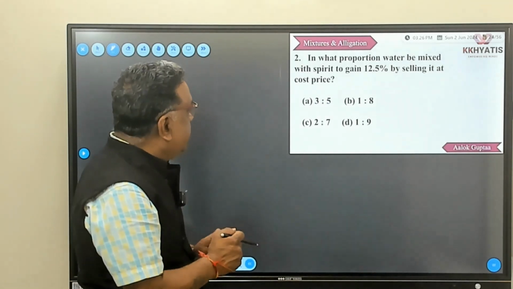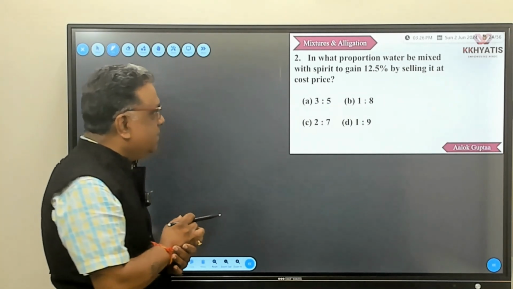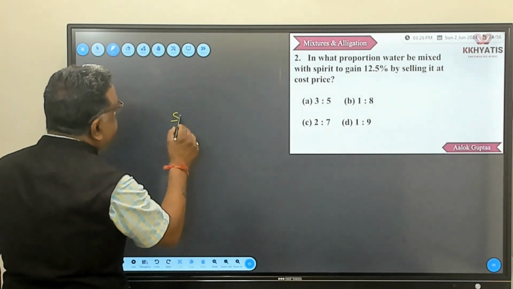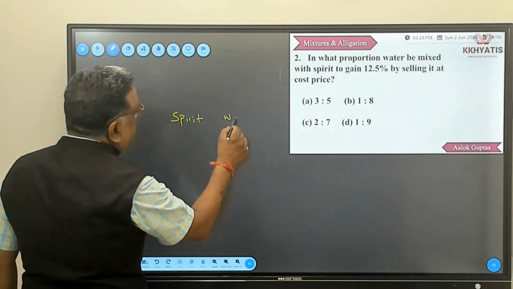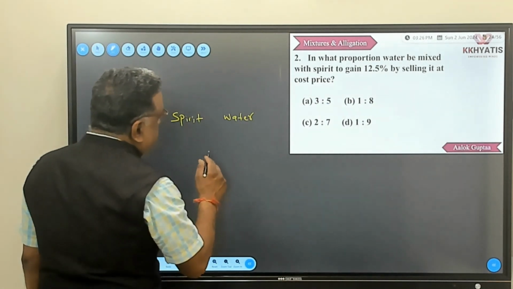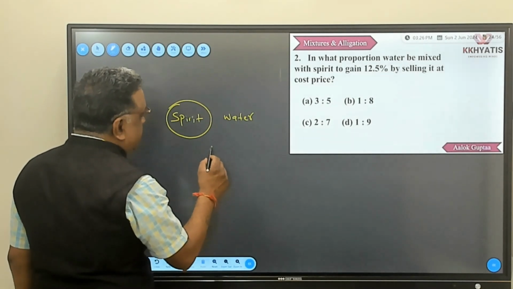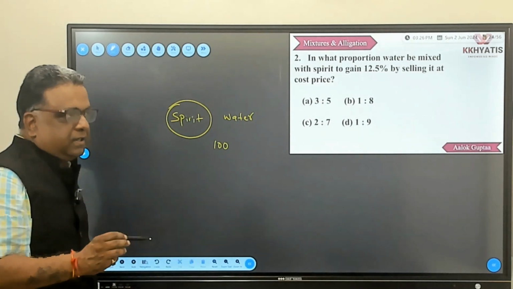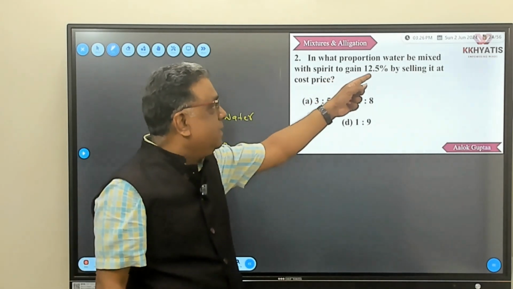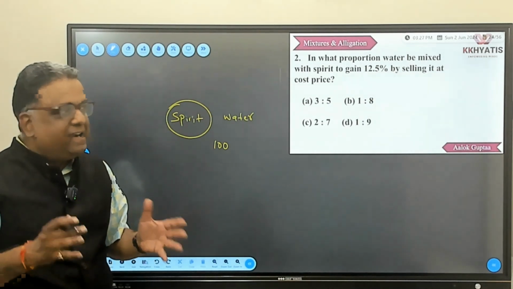The next question. In what proportion must water be mixed with spirit to gain 12.5% by selling it at cost price? So there is spirit and there is water. So the initial price, when it is purely the spirit itself, if I am selling it at, let us say, 100, the resultant mixture after adding water also I am selling it at the same cost price. But I am having a profit of 12.5%. But this 12.5% I am getting because of adding water into it.